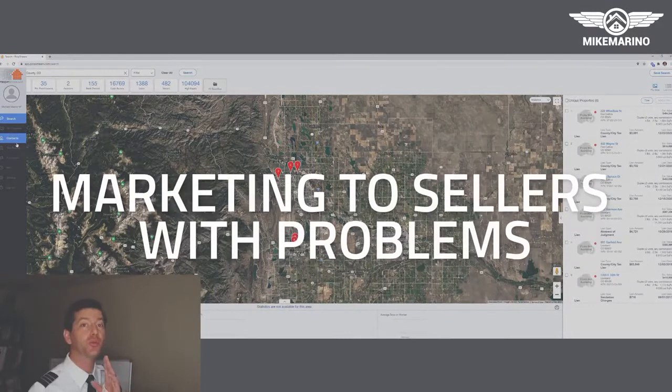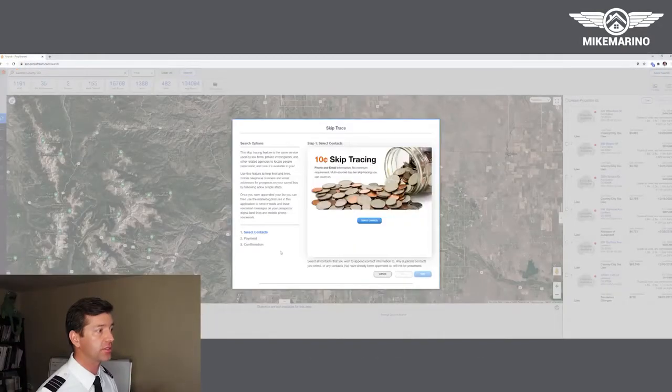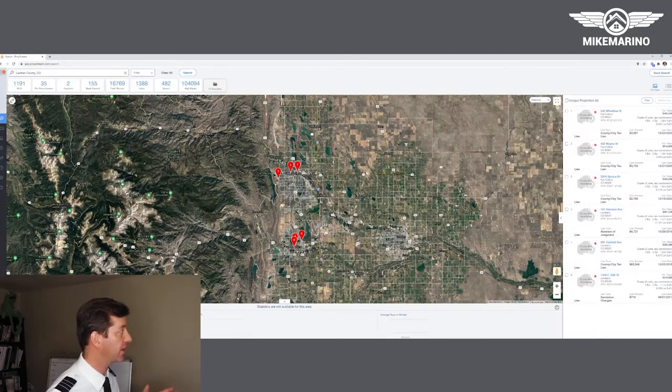Now, let me show you another amazing part of the PropStream program, skip tracing. You ever get a text message or a phone call and somebody's asking you if you want to sell your property? You ever wonder, how did they get my phone number? Skip tracing. Skip tracing goes through government databases, and now you can pull out their email address and phone number to the seller for your marketing campaign.